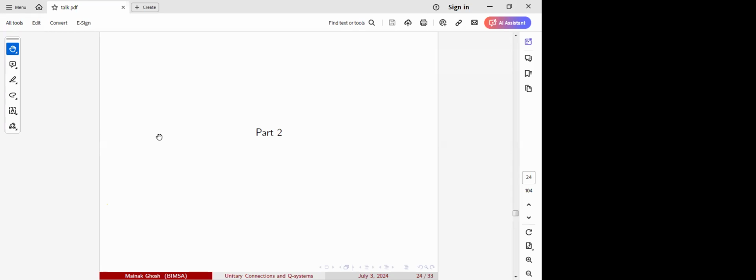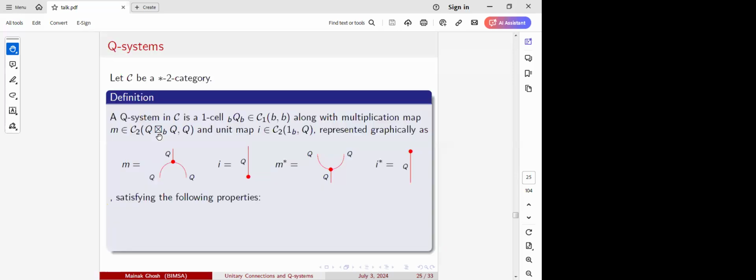Okay. So now part two. Part two is about Q systems. First I will define what a Q system is. Then I will give some examples. So suppose C is a 2-star category. By a 2-star category, I mean a 2-category in which the categories of one cells form star categories.